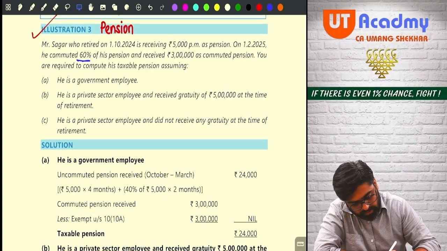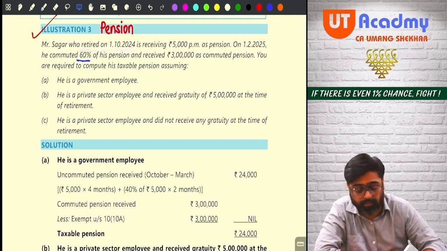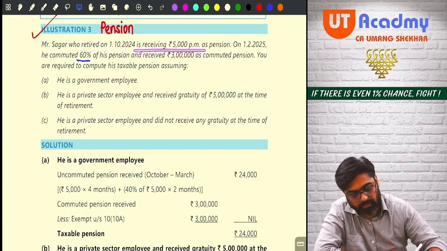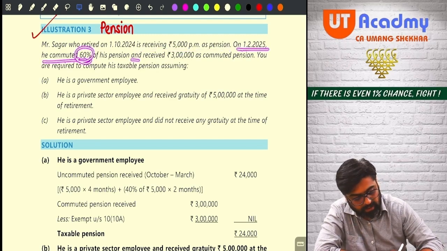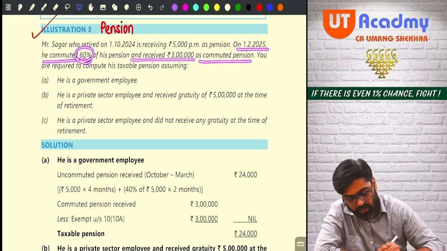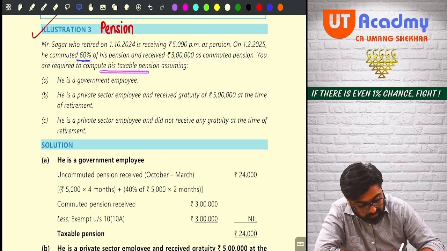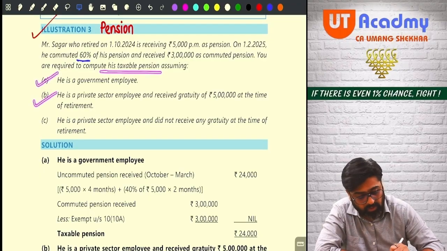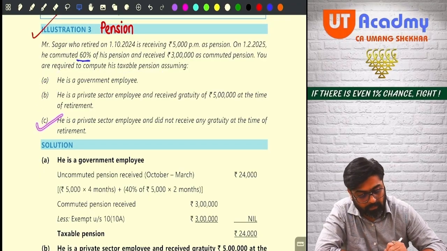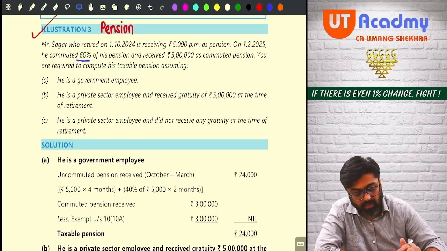Mr. Sagar, who retired on 1st October 2024, is receiving 5,000 per month as pension. On 1st February 25, he commuted 60% of his pension and received 3 lakh as commuted pension. You are required to compute his taxable pension, assuming he is a government employee, a private sector employee receiving gratuity, and a private sector employee who did not receive any gratuity at the time of retirement.